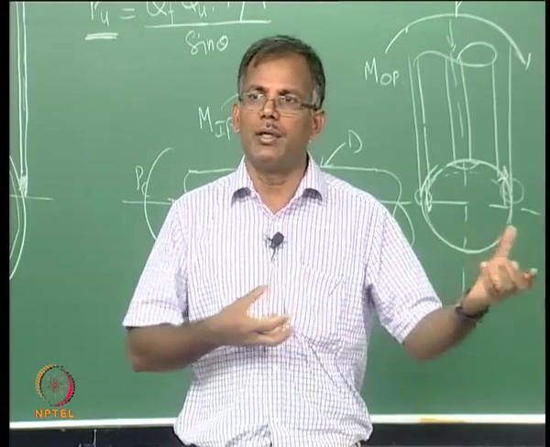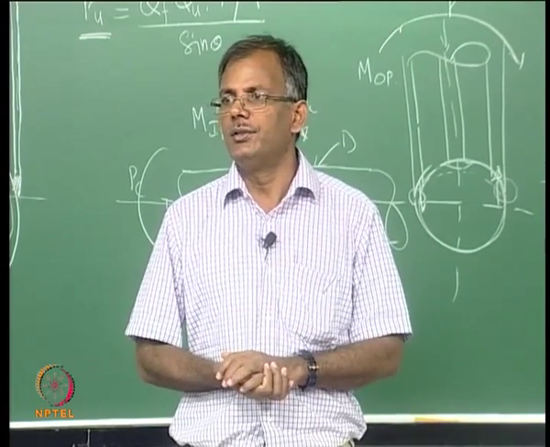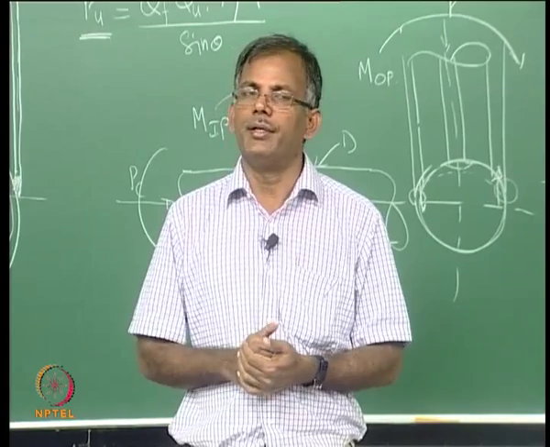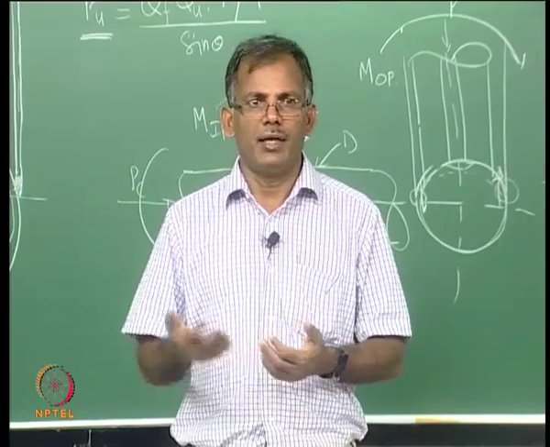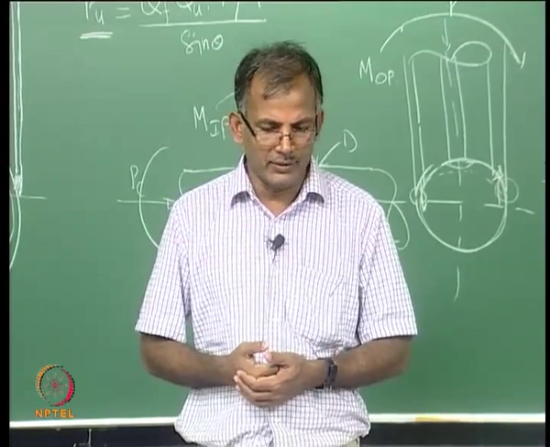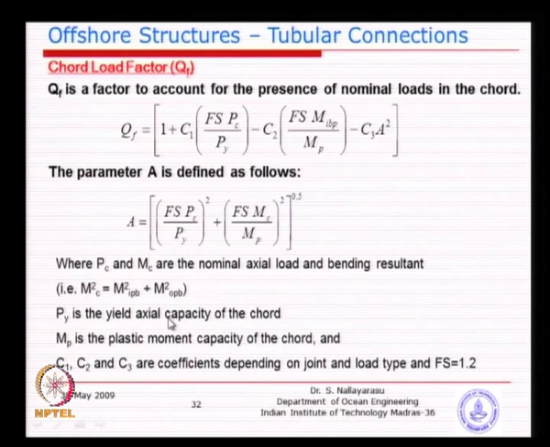The capacity of a tubular member until yield is Py, how do you calculate it? Yield strength multiplied by sectional area. I think we discussed this many days back. So you have to calculate the axial capacity by yield strength times area, and MP is the plastic moment capacity of the chord. This also we discussed, and the C1, C2 coefficients are going to be obtained from the table in the next page, but you see here the reduced factor of safety of 1.2 instead of 1.6.